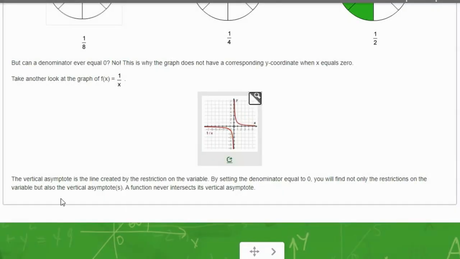All right. So the vertical asymptote is a line created by a restriction on the variable. And by setting the denominator equal to 0, you will not only find the restrictions on the variable, but also the vertical asymptote. Any function never intersects its vertical asymptote.